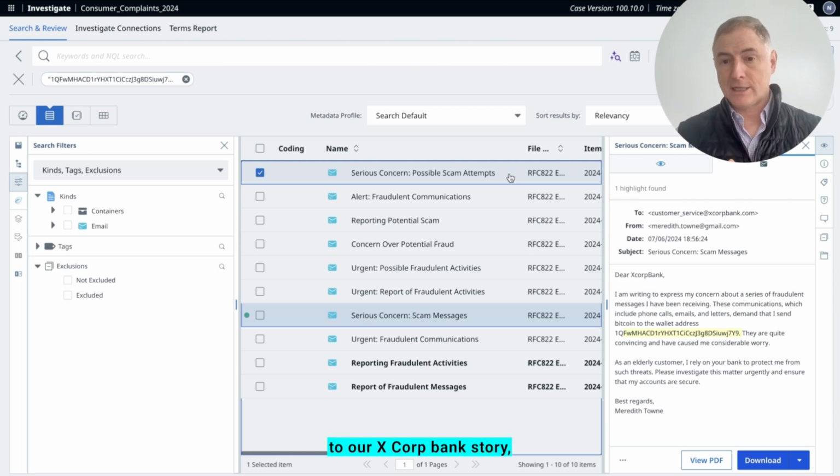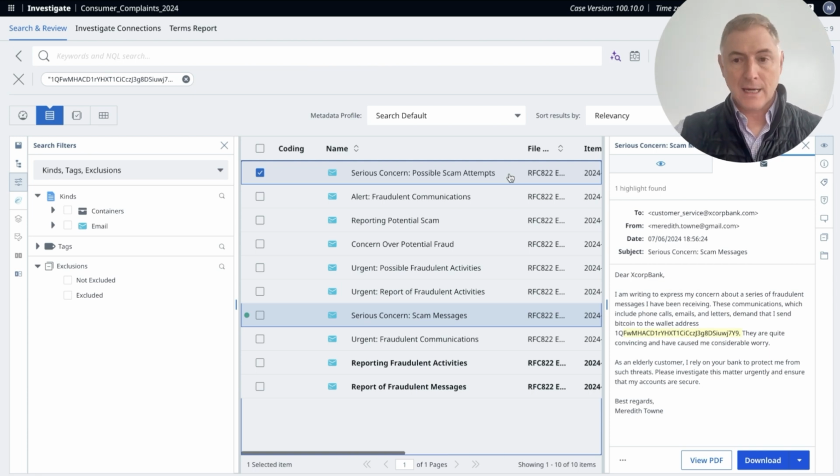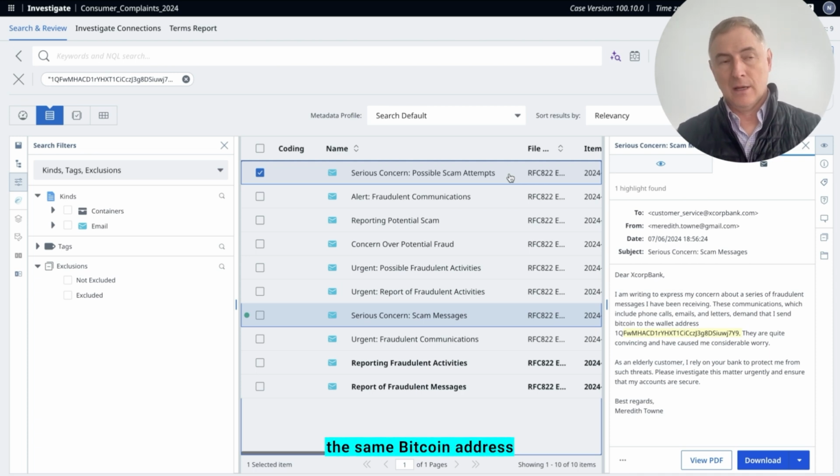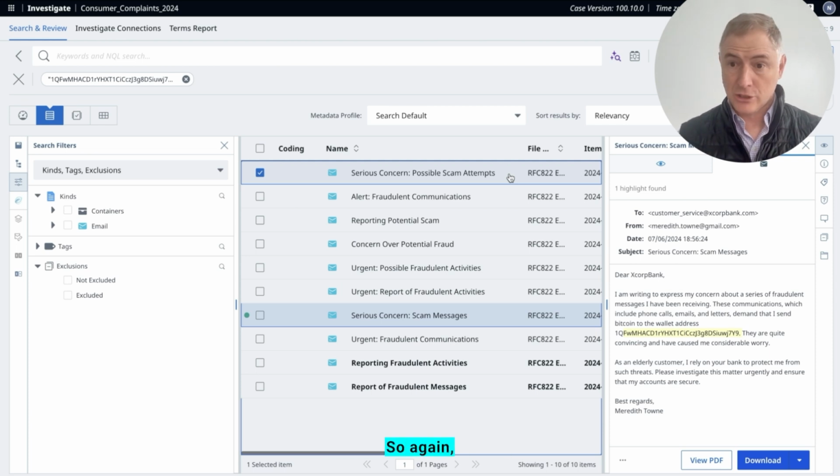And so back to our X Corp Bank story, you can imagine, if you actually read some of these emails, they've got about 10 emails, all claiming that individuals are being defrauded or pressured, and they're all asking that the information goes to that same Bitcoin address. So if I'm X Corp Bank, I definitely think I need to dig into this. This seems like a common problem, and the fact that it's all going to the same Bitcoin address is definitely suspicious. So again, taking those consumer complaints, running them through the process, extracting them, and really starting to gain some insights is really important.